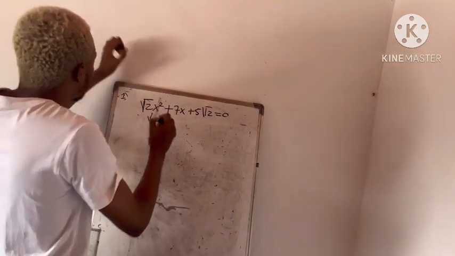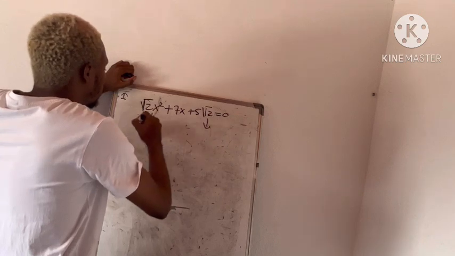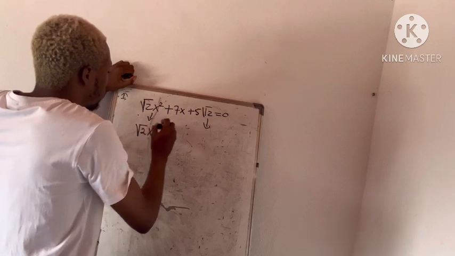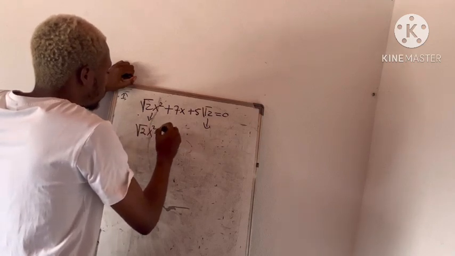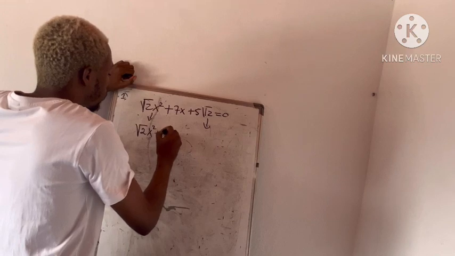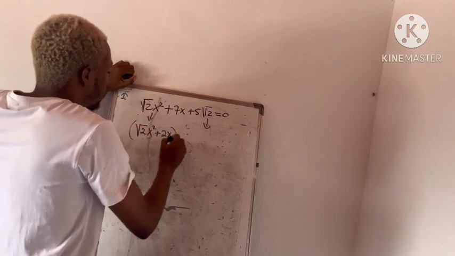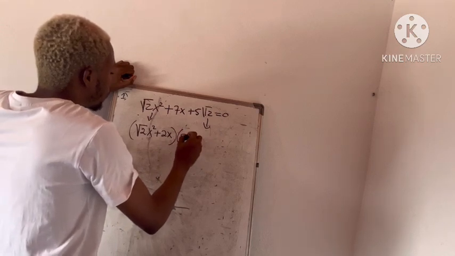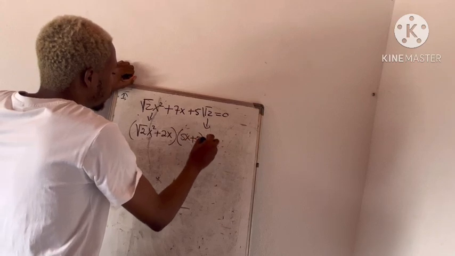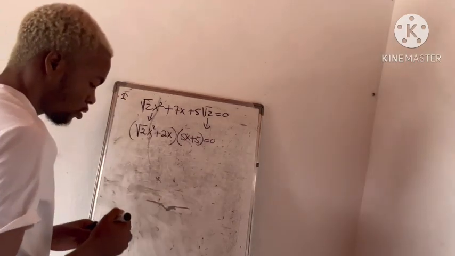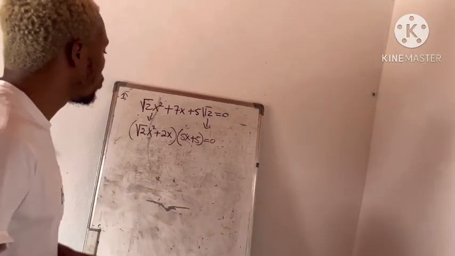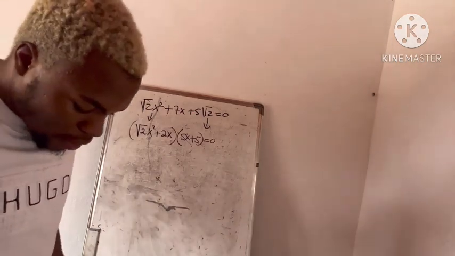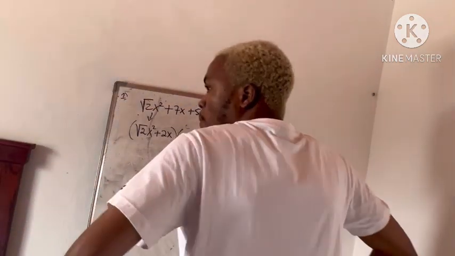As I said before, we always bring this down. So we have square root of 2x squared plus 2x, all this in bracket, 5x plus 5 equal to 0. So you have square root of 2x squared plus 2x, all that in bracket, multiplying 5x plus 5.